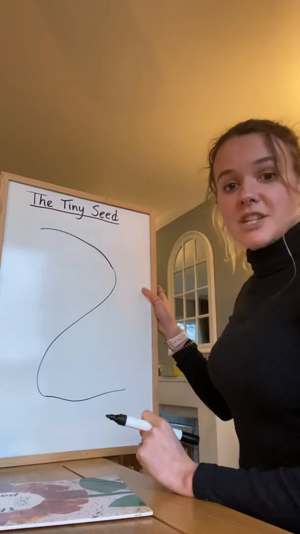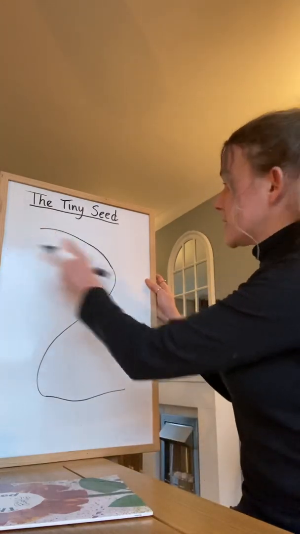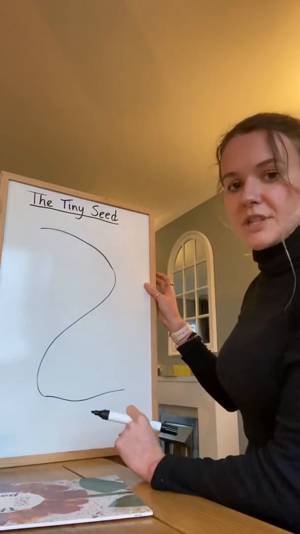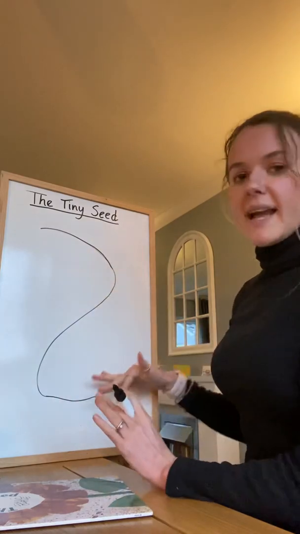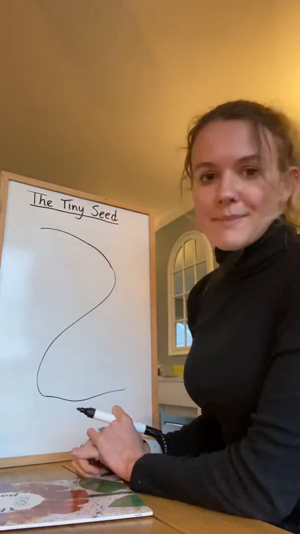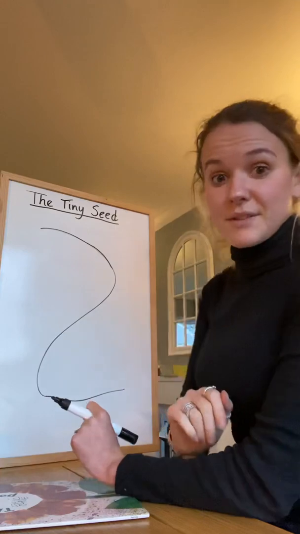Now, it can be any shape you want. It could be straight lines and you could zigzag it down your page. It's completely up to you, but you just need a line to follow for your story on a plain piece of paper. And a pencil, obviously.